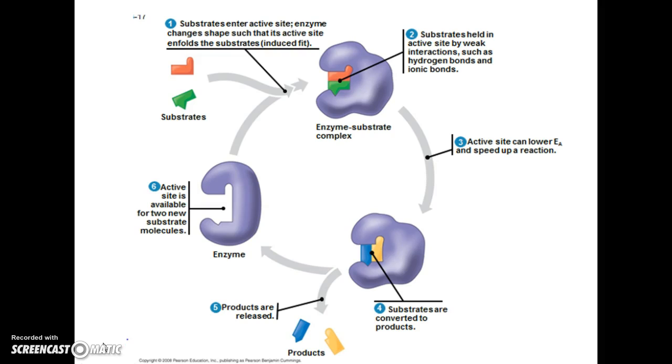Once the substrates are in the active site, the activation barrier can be lowered by orienting the substrates correctly, straining substrate bonds, providing a favorable microenvironment and covalently bonding to the substrate itself. Notice in our cycle here, it is a cycle, that an enzyme accepts substrates, orients them, speeds up the process in changing these substrates into something different. They're changed into products. Once that's done, the enzyme releases them, and the enzyme is ready for more substrates.